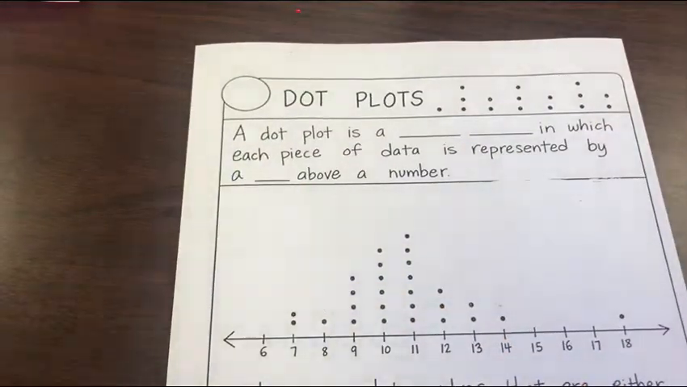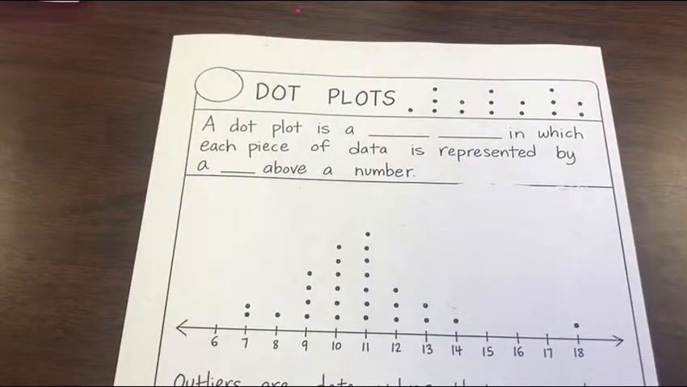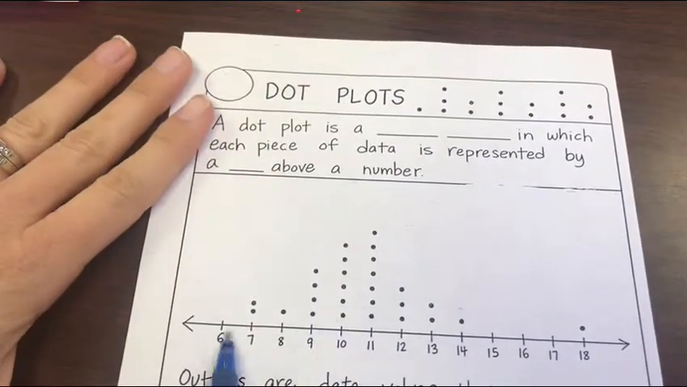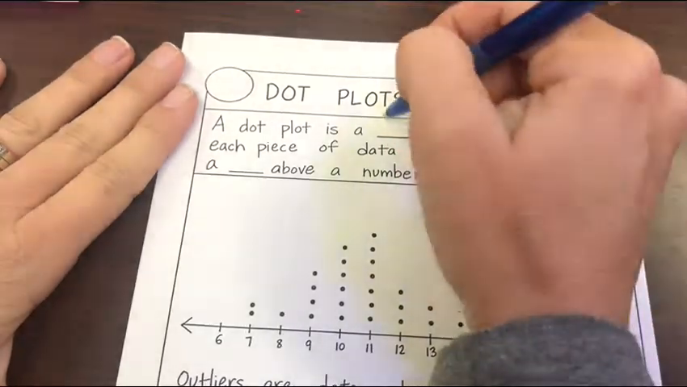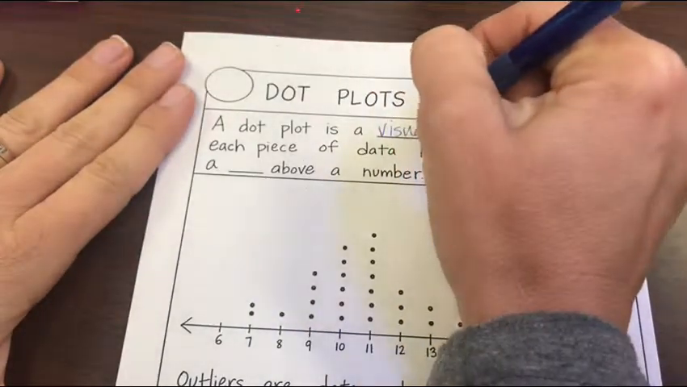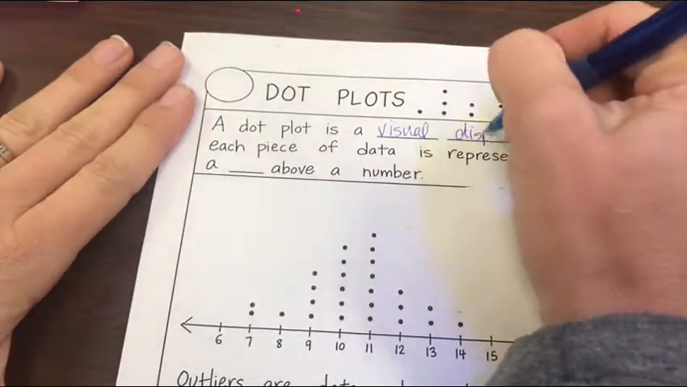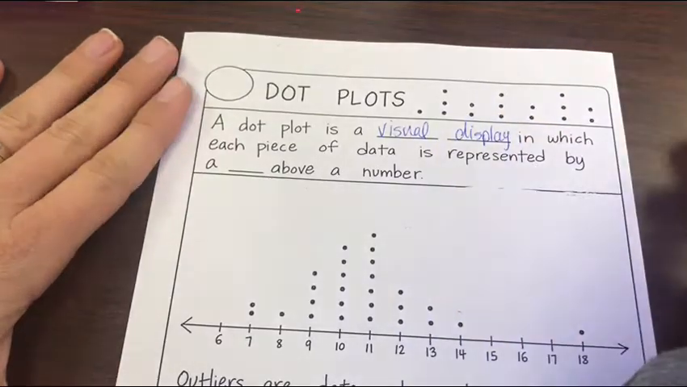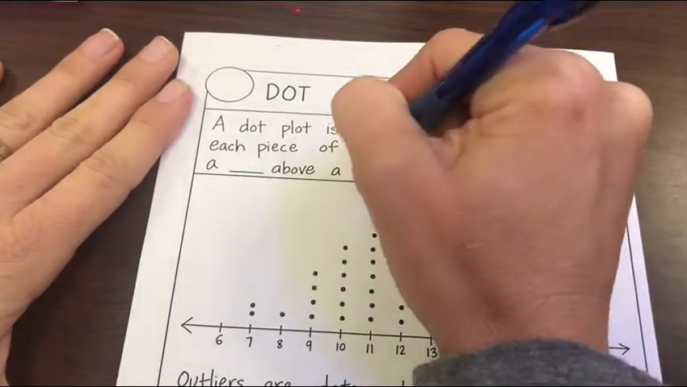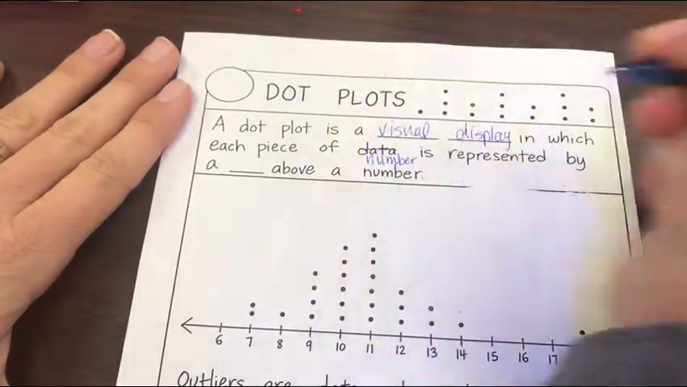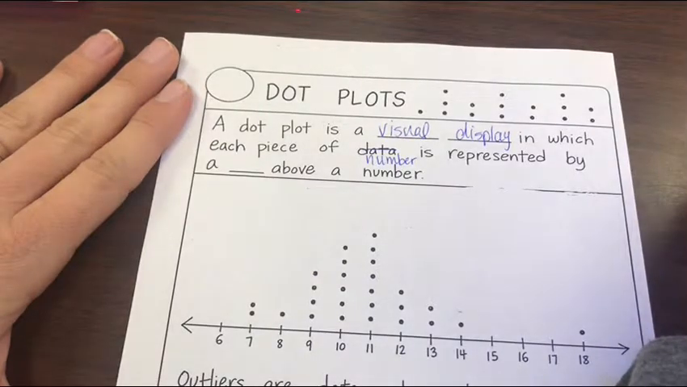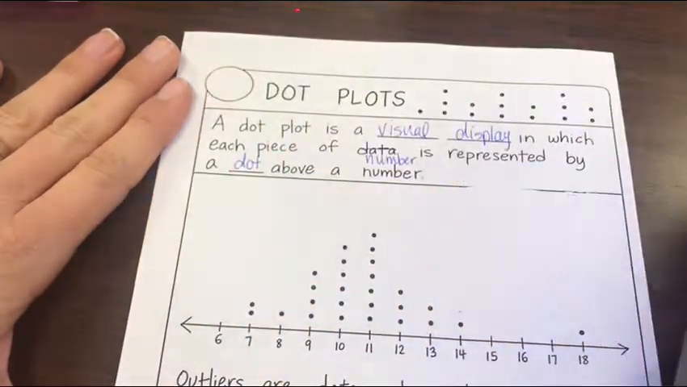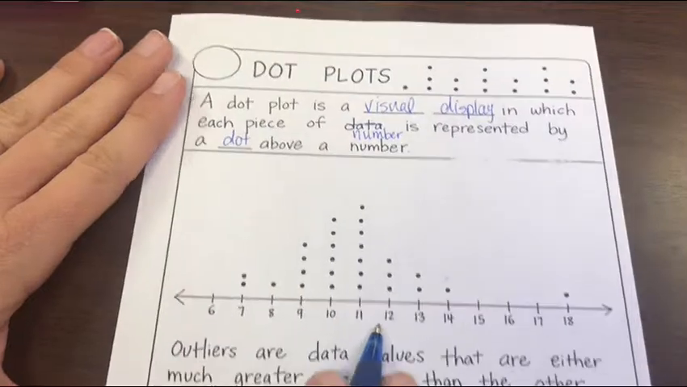Alright, we're going to be talking about dot plots today, and a dot plot is exactly what it sounds like: dots that are plotted on a number line. A dot plot is a visual display in which each piece of data, which is just a number, is represented by a dot above each number on the number line.